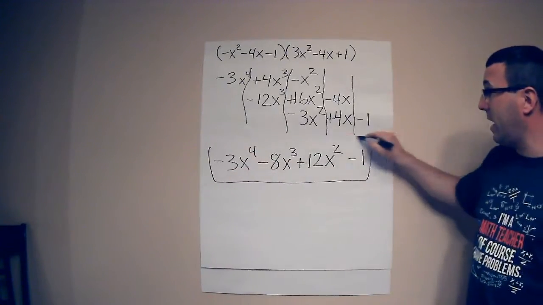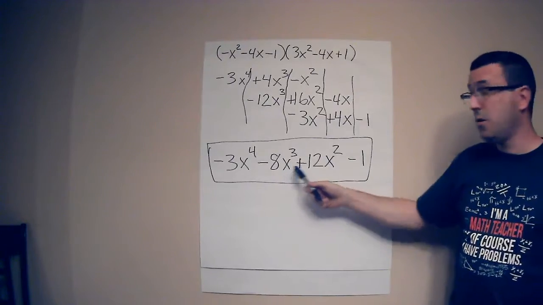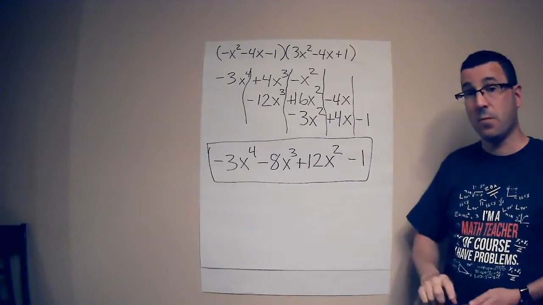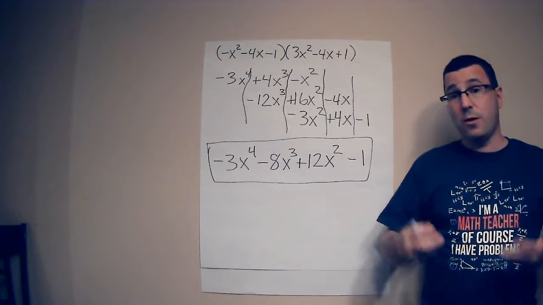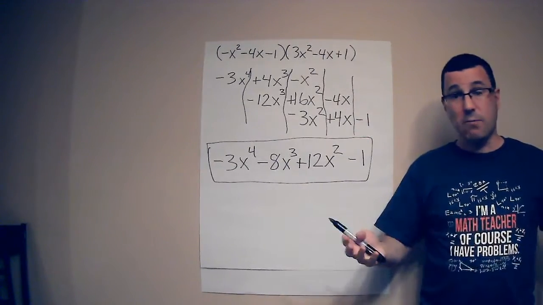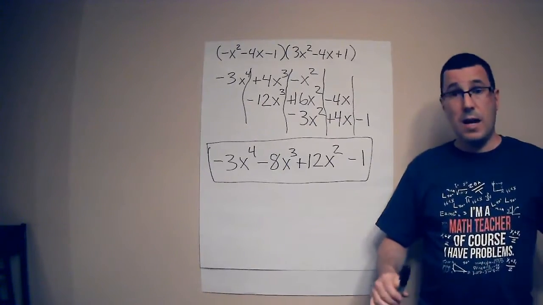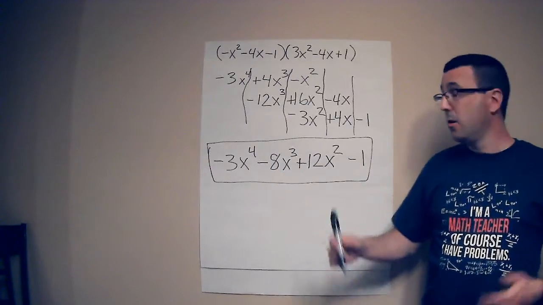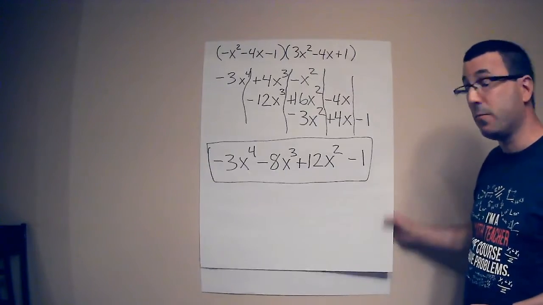Negative 3x to the fourth minus 8x to the third plus 12x squared minus 1. Okay? This is not always going to happen. You will sometimes have it where you completely get rid of one of the variable terms. Maybe I have the thirds cancel out. Maybe this to the second power. You don't know. It all depends on the problem.